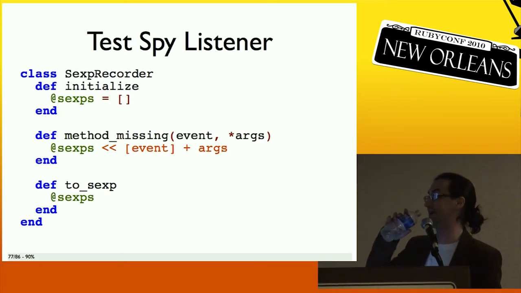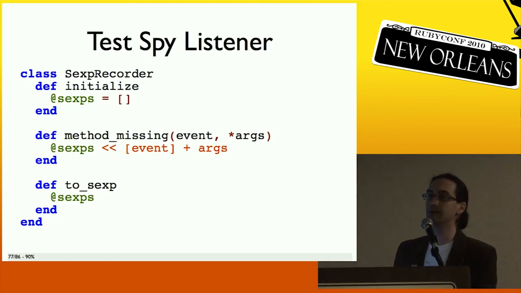We're not going for the academic awards here. So what you have here, it's obvious, use of method_missing. It receives events, it adds them onto an array, and then at the end of the test, we call toSexP and get it out.